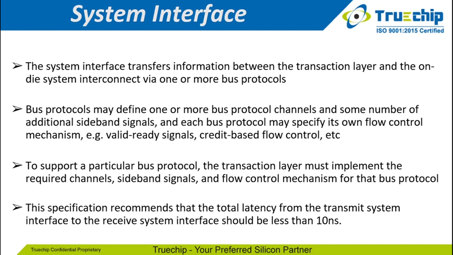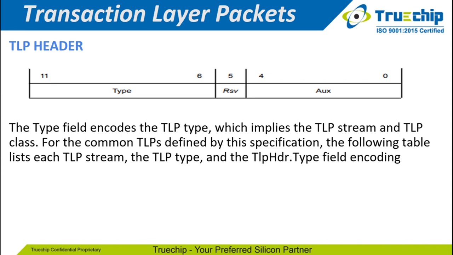This specification recommends that the total latency from the transmit system interface to the receive system interface should be less than 10 nanoseconds. So here we have transaction layer packets for which we have TLP header which is of 12 bits. So we can see in this packet 0 to 4 bits are aux, 5th bit which is reserved, and 6 to 11 bits which is type. The type field encodes the TLP type, which implies the TLP stream and TLP class. For the common TLPs defined by this specification, the following table lists each TLP stream, TLP type, and TLP header.